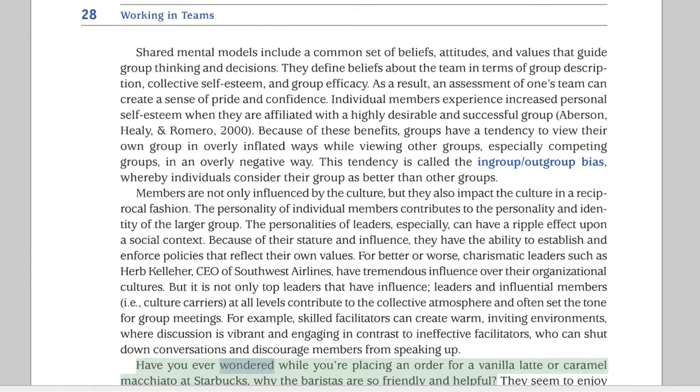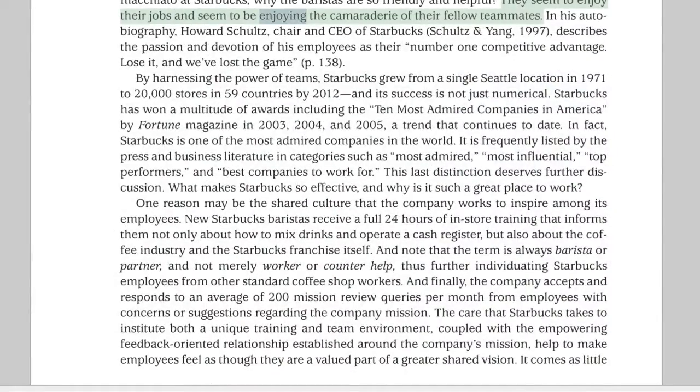Have you ever wondered, while you're placing an order for a vanilla latte or caramel macchiato at Starbucks, why the baristas are so friendly and helpful? They seem to enjoy their jobs, and seem to be enjoying the camaraderie of their fellow teammates. In his autobiography, Howard Schultz, chair and CEO of Starbucks (Schultz and Yang, 1997), describes the passion and devotion of his employees as their number one competitive advantage. "Lose it, and we've lost the game," page 138.